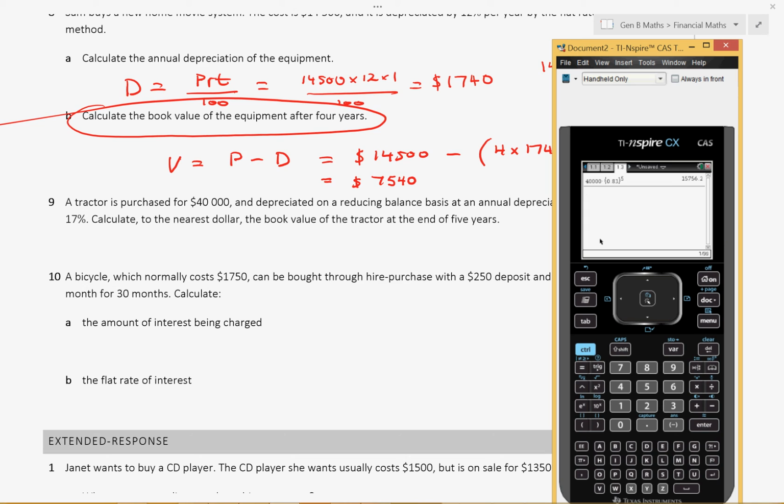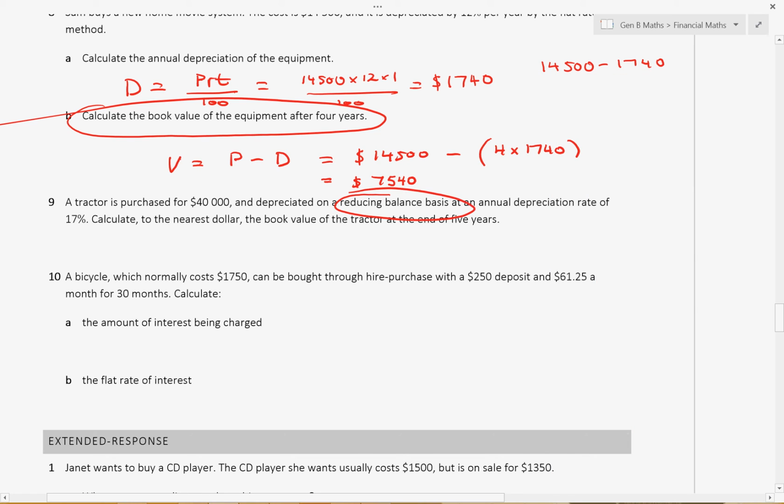Okay, really quickly with this one. This is just plugging numbers into formulas, but you've got to get the right formula. The reducing balance means that it's reducing at a certain percentage. It's like compound interest, sort of in reverse. It's actually depreciating at that amount. So first of all, we have to understand how the formula works. The book value after T years is equal to the principal times 1 minus the rate over 100, to the power of T. This is after 5 years.